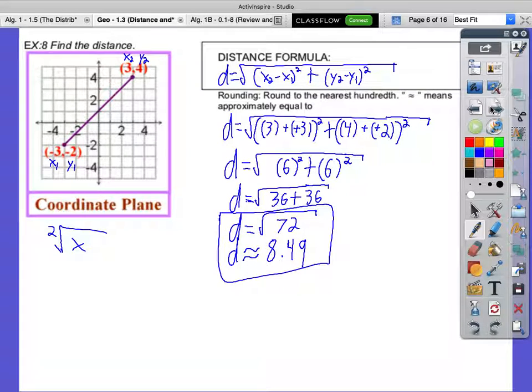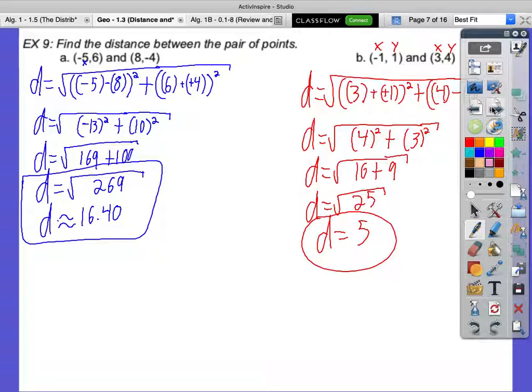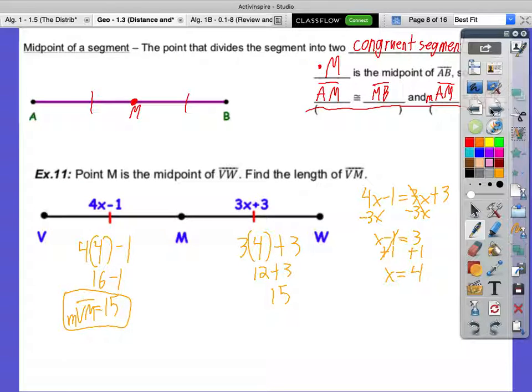Then we said what the distance formula was. We used it a couple more times. Then we started talking about this idea of a midpoint, and how it makes two congruent segments. It cuts it in half. This is middle, point, midpoint.